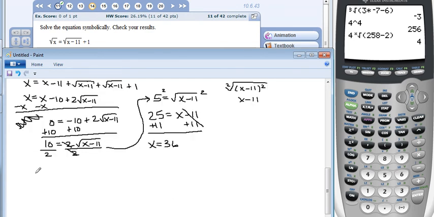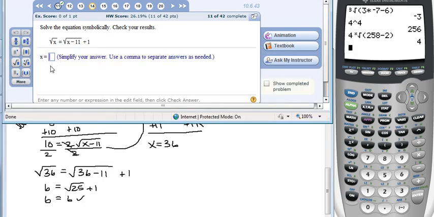All right, I'm going to take my original, that's this one, I'm going to put a 36 here and a 36 there and see if it makes a true statement. So I've got the square root of 36 is equal to the square root of 36 minus 11, plus 1. Well, this is 6, and this is the square root of 25. This is 5 plus 1 is 6. It works. 36. Woot woot, right? Good job.